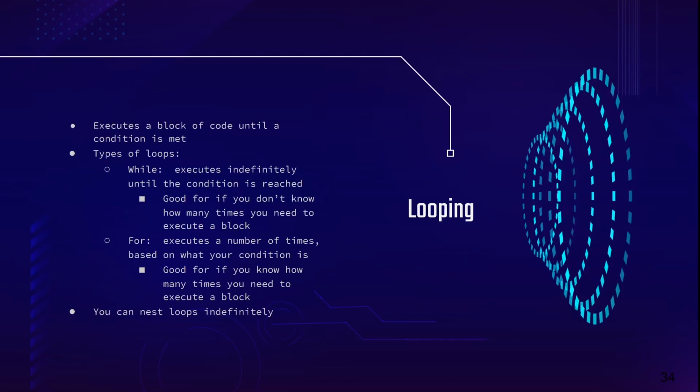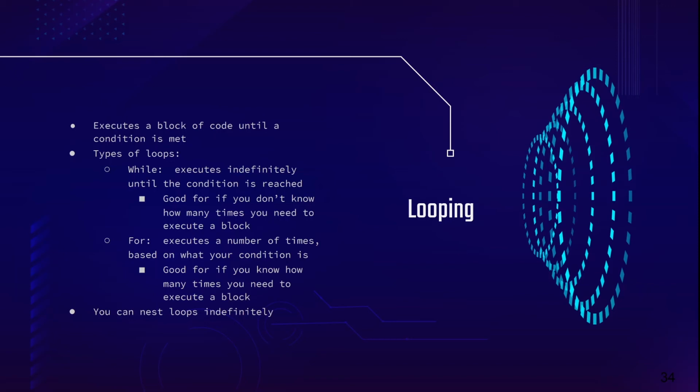So, let's talk about looping. Looping executes a block of code until some kind of condition is met. There's technically 3, but one is exactly the same as while, so we'll just mention it at the end. There's while loops, which execute indefinitely until the condition is reached. While loops are good if you don't know how many times you're going to need to execute a statement or a block of code.